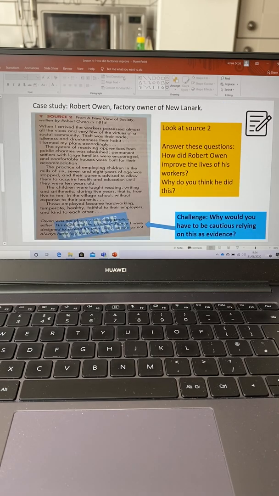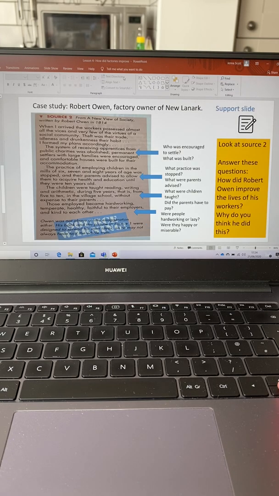Then the next bit, again, we're going to keep looking at Robert Owen, so you've got another source to look at this time. Answer these questions. How did Robert Owen improve the lives of his workers? Why do you think he did this? So read the information through. A little bit of a hint in terms of why you think he does this. Have a little look down here. Why would you have to be cautious? So again, perhaps a little bit suspect, relying on this evidence. Try and think about why perhaps it's not telling 100% of the truth. Again, support slide, stuff there to help you.